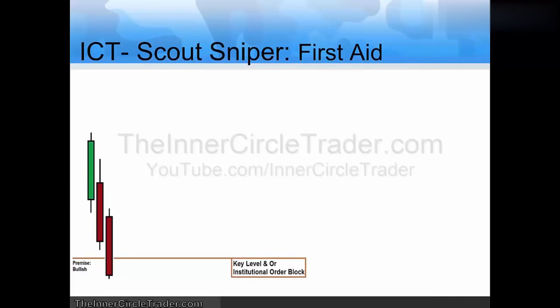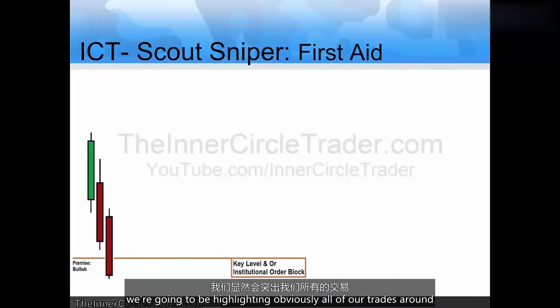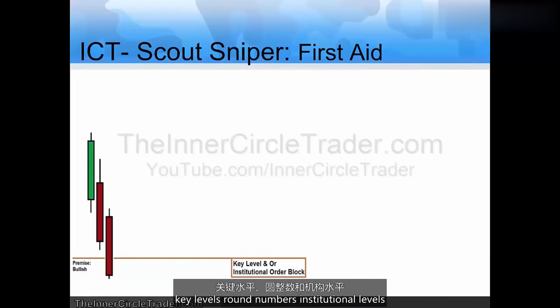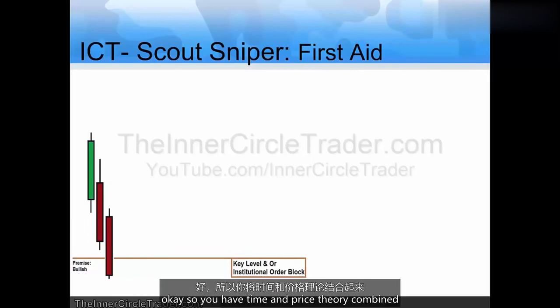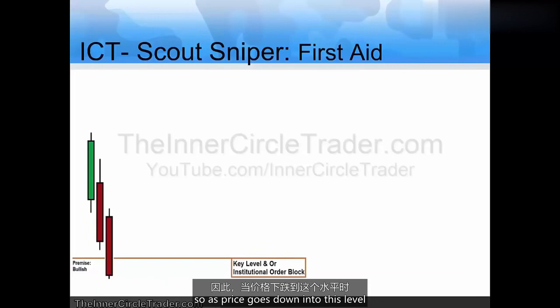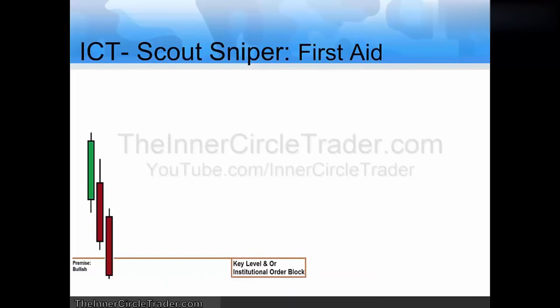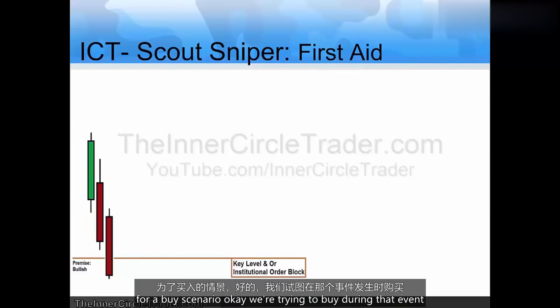But more specifically, we're going to be highlighting obviously all of our trades around key levels, round numbers, institutional levels, and a confluence of support and resistance factors with time of day. Okay, so you have time and price theory combined. So as price goes down into this level, that's when we are on the prowl for a buy scenario. Okay, we're trying to buy during that event.